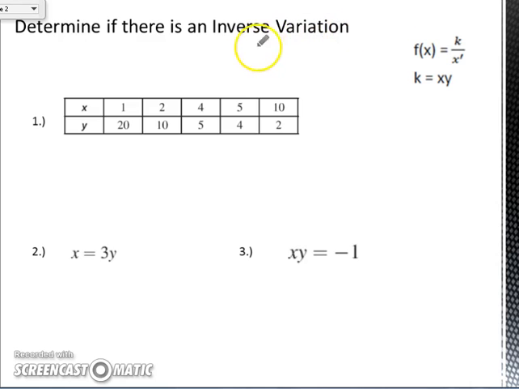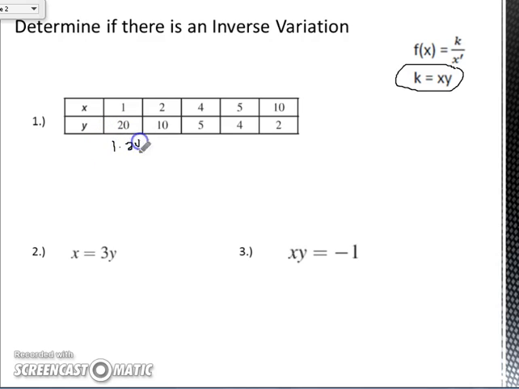So going through the process of determining an inverse variation is similar to what we've done with direct variation and quadratic variation. We're trying to determine in the table if there is a constant value, k. K is the constant. So k, we're going to use k equals x times y. So our x value, our input, times our output.